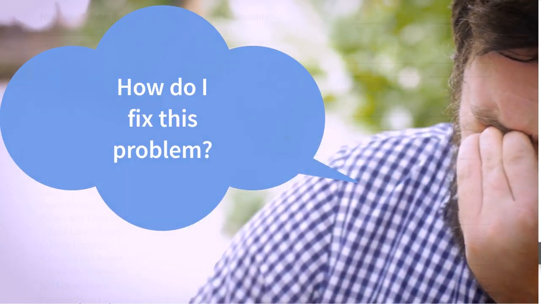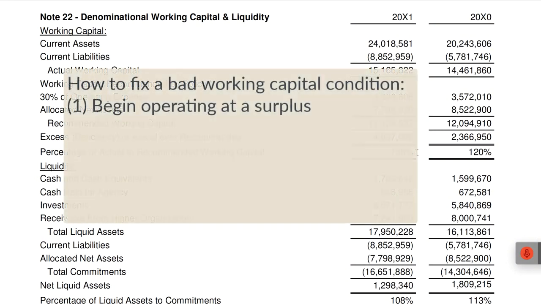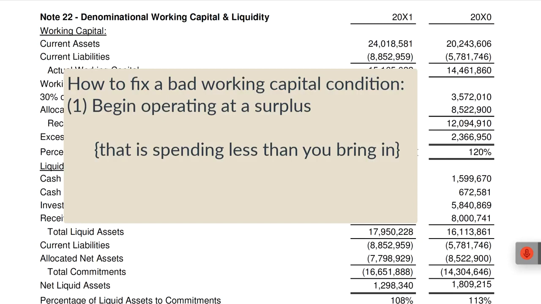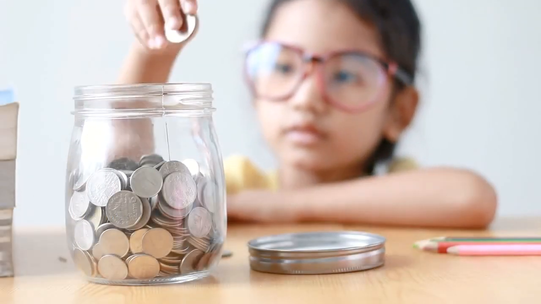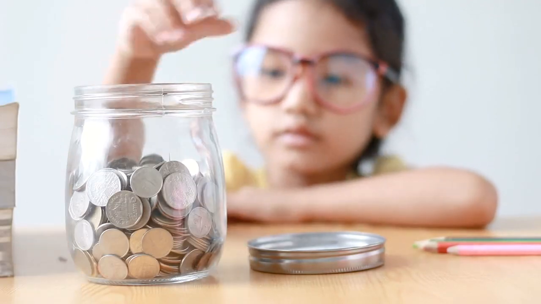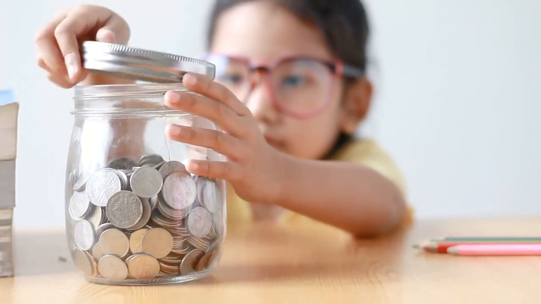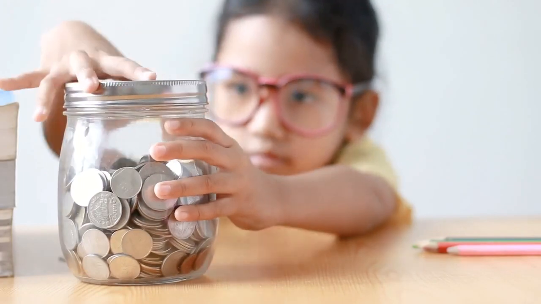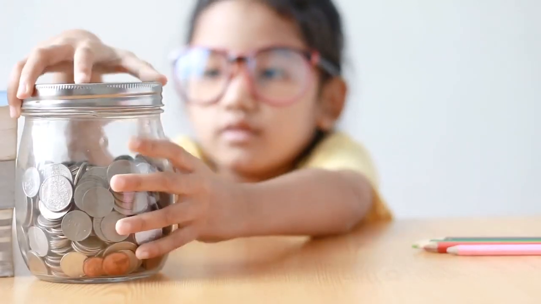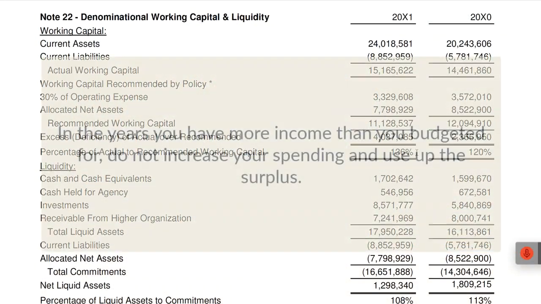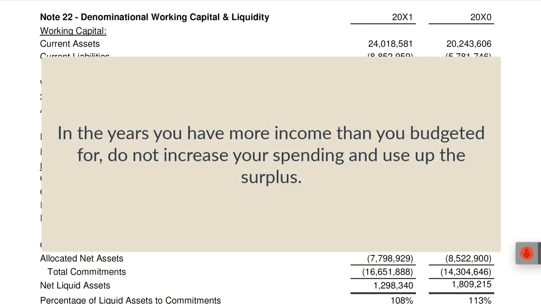Well, first off, the first way you fix it is you've got to start operating at a surplus. That's the way you build your working capital. Just like in your family, you bring in more than you're spending. So in the years in which you budget and you have a bonus year and you bring in more than you budgeted, then you don't change the budget and spend the surplus. You take that money and build up your working capital with it.